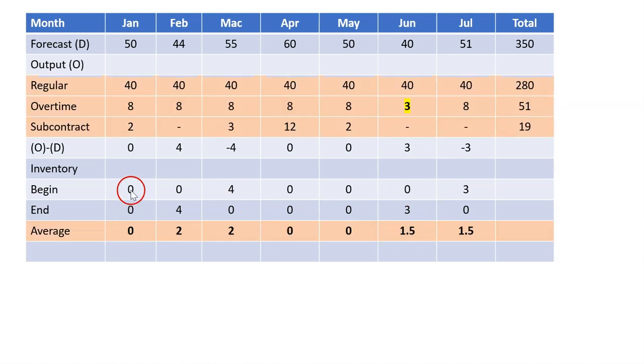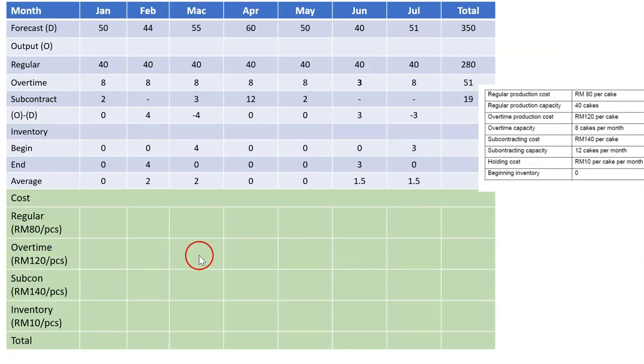How to do average? You add begin and end, divided by 2. Begin plus end divided by 2. And then you do it for all of the column. Okay, so once you have this ready, then you can start to do the cost.